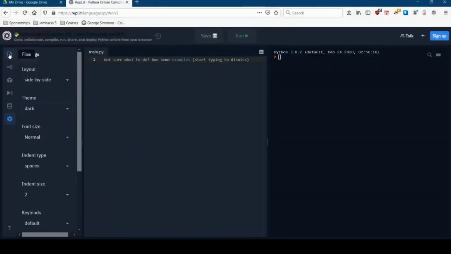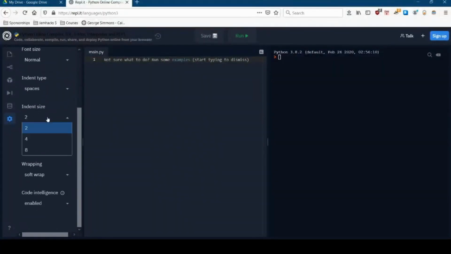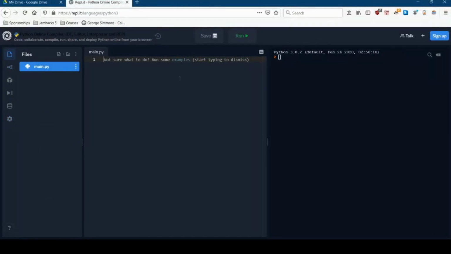Sorry, I hope I didn't make any of you blind from that. Okay, I'll change the indent size to 4 also.